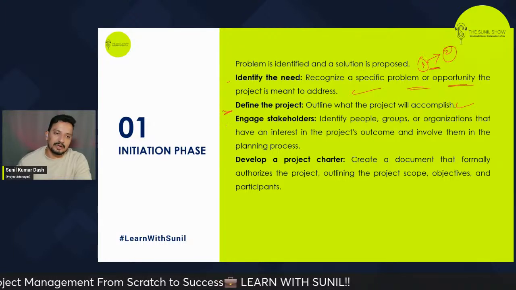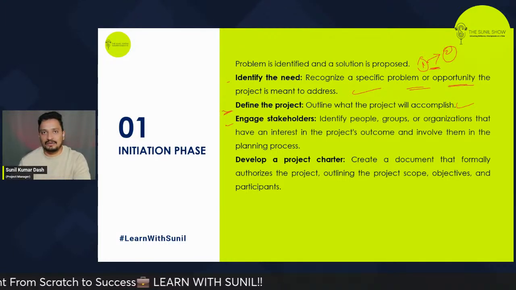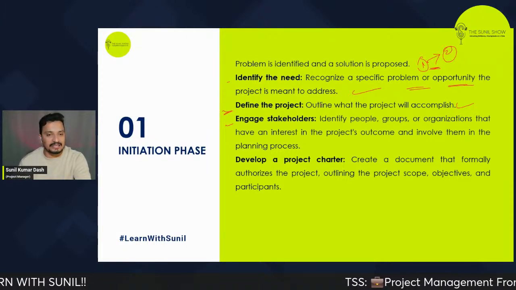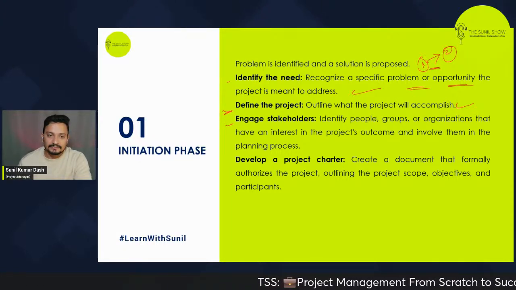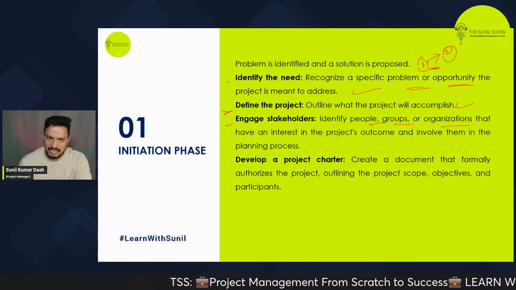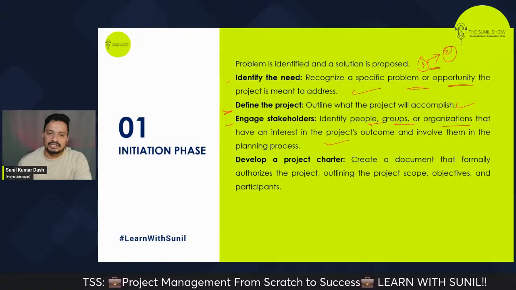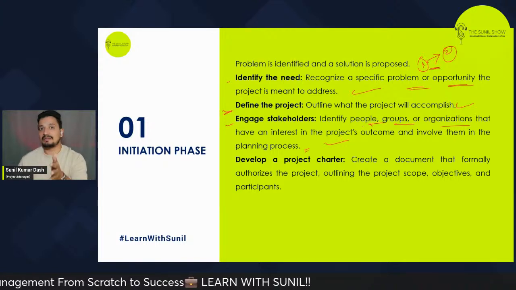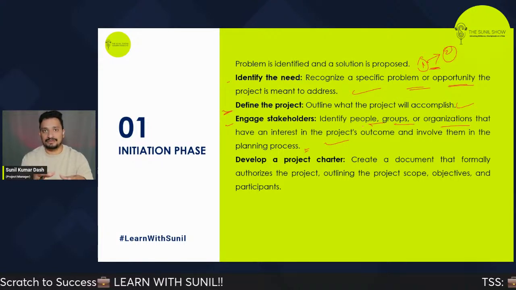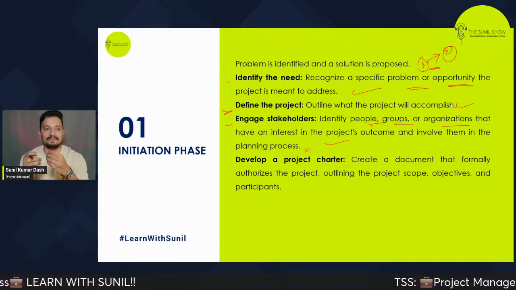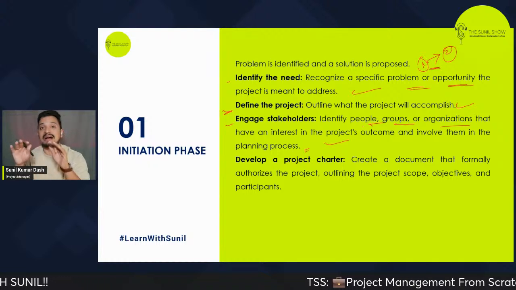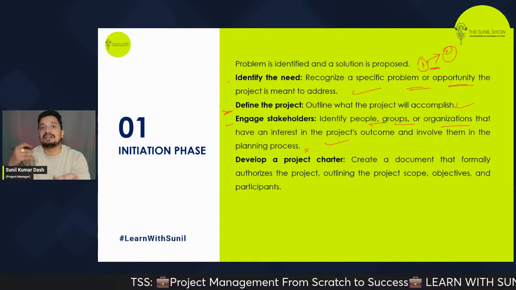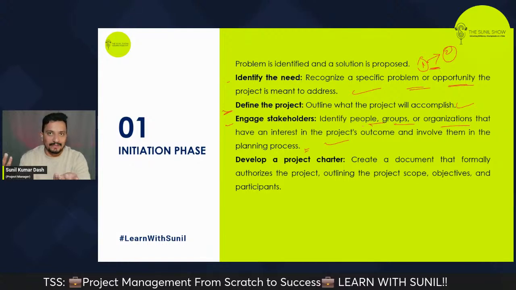Now engage stakeholders. You as a marketing officer or the chief marketing officer, you need to engage the other stakeholders. Let's say identify people, groups or organizations that have an interest in this project outcome and involve them in the planning process. Because you as a marketing officer are facing a problem here, and in order to have those marketing standards, you definitely need to upgrade your systems. So that's when you'll reach the maximum output or outcome.